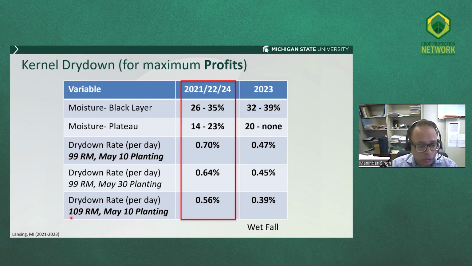But look at these longer maturities. We are still able to get up to 0.6 or so. And even under delayed planting, still around 0.6. So pretty encouraging numbers that, again, will help with more field dry down and improve our profits.